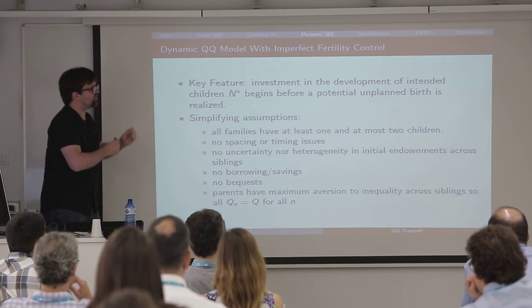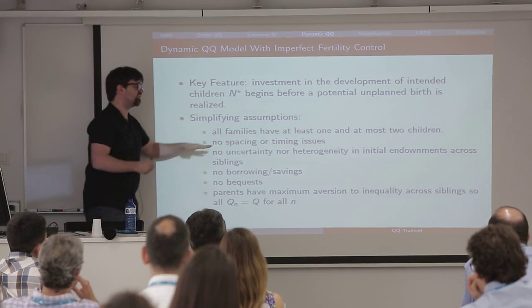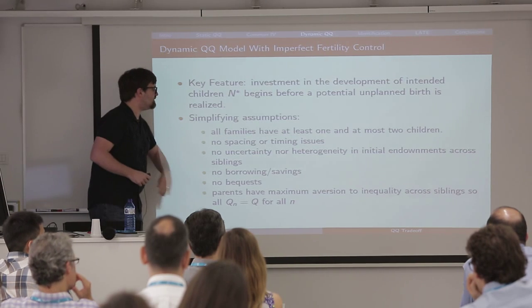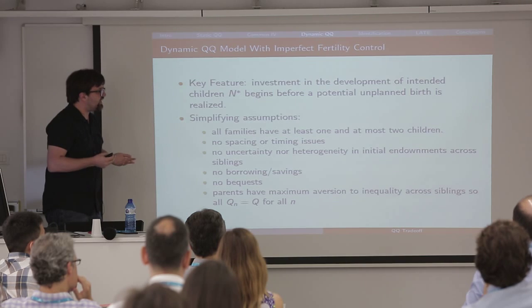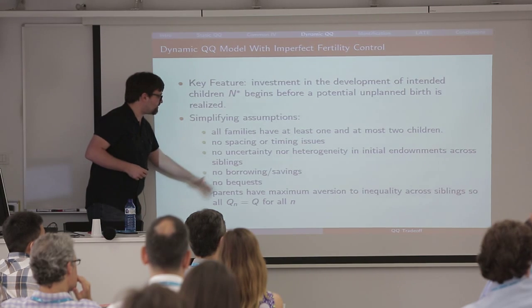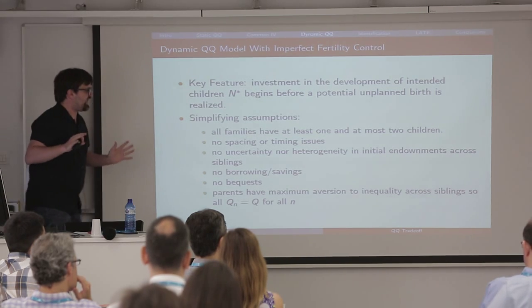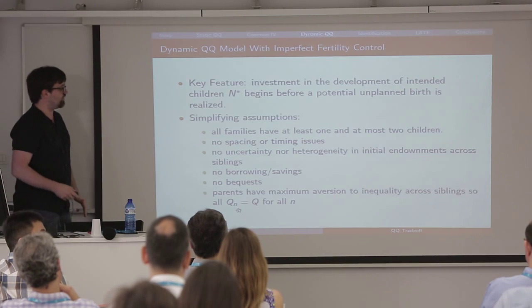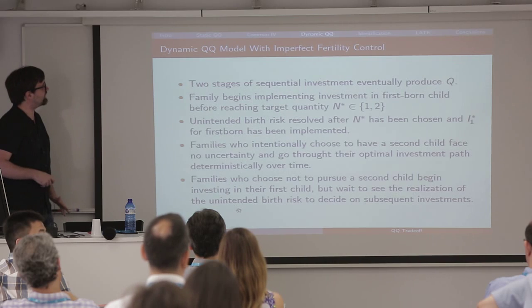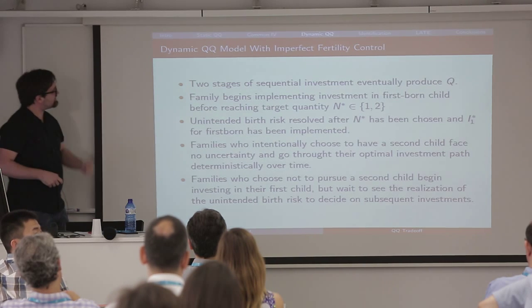The empirical part is going to be between 2 and 3, but really here it's going to be too complicated, so I do 1 and 2. No spacing, no timing, no uncertainty, no heterogeneity in initial endowments, no borrowing savings, no bequest, and parents are going to always try to get the same quality for both kids. Okay. Now, what does this model do?